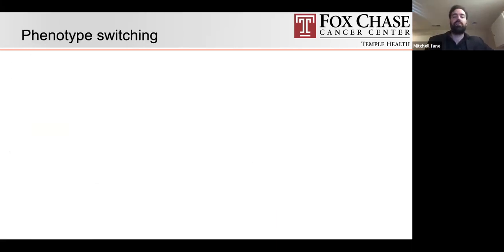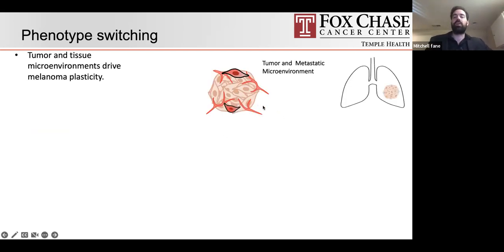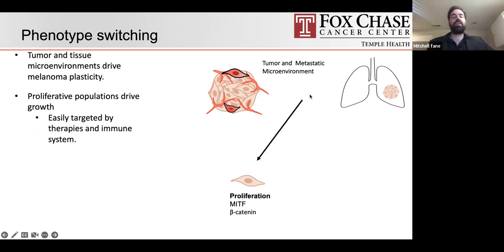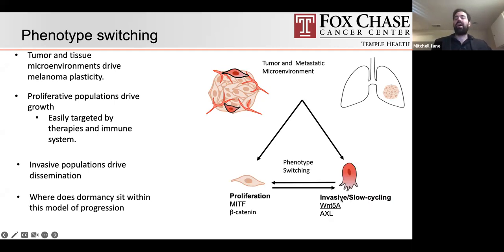When we talk about this idea of these cells switching between a dormant state and a reactivated proliferative state, it begs the question, how are they actually doing this? One of the key models specifically in melanoma is what's referred to as the phenotype switching model. What this model argues is that melanoma cells are able to interact with extrinsic cues within the microenvironment, be it in the primary tumor or within metastatic tissues. And based on these extrinsic cues, they're able to adopt a large number of different phenotypes. The two main phenotypes that are often characterized in melanoma are this proliferative phenotype, characterized by the MITF transcription factor and also the canonical beta-catenin pathway, versus this very slow cycling but highly invasive melanoma phenotype. And we've shown previously that it's characterized by expression of Wnt5a and also by expression of the tyrosine kinase receptor AXL.